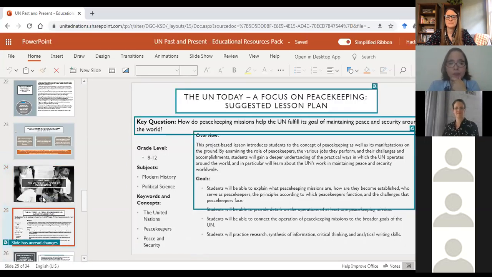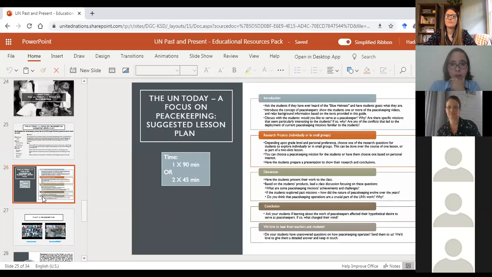So the second unit is about peacekeeping. Here it's more research project based, which could be done either individually or in small groups. And again, it could be either in a remote session or in person teaching. Both lesson plans that we designed can be done either in one class, or you can break them down into two shorter ones.